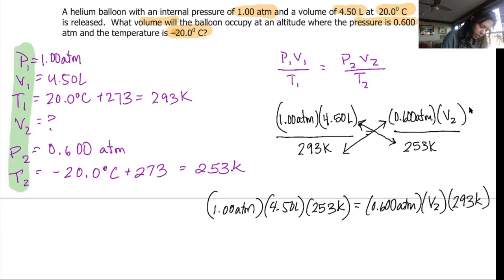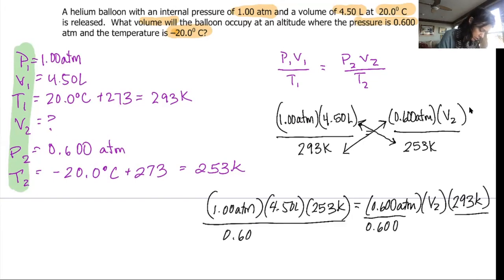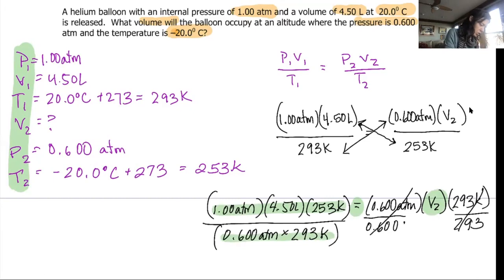So I'm going to divide both sides by 0.600 atmospheres and 293 kelvins. All right, so what you see is that my volume is equal to this times this divided by this. And look at your units, atmospheres, atmospheres, kelvins, kelvins. You're left with liters. You're solving for a volume, appropriate unit. Good.